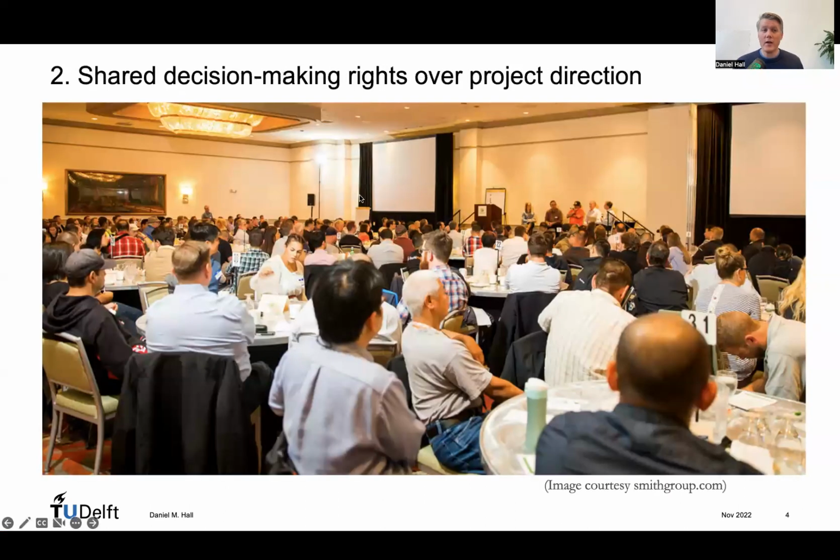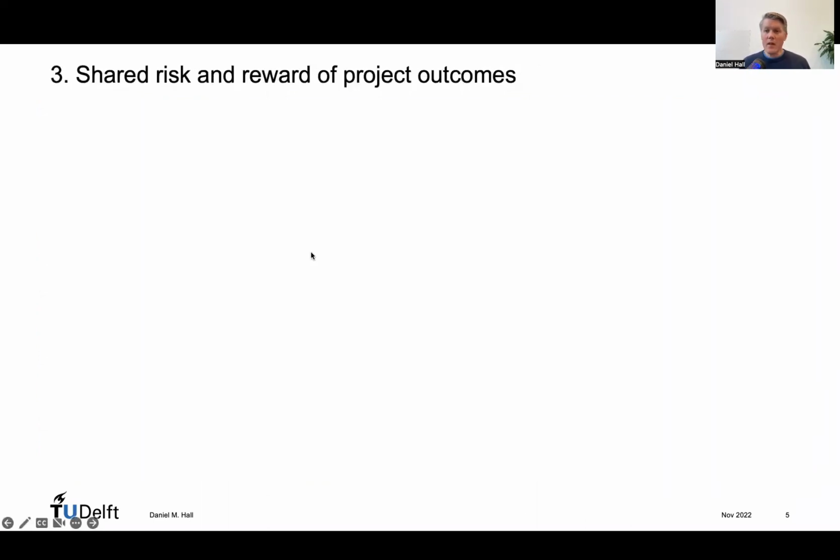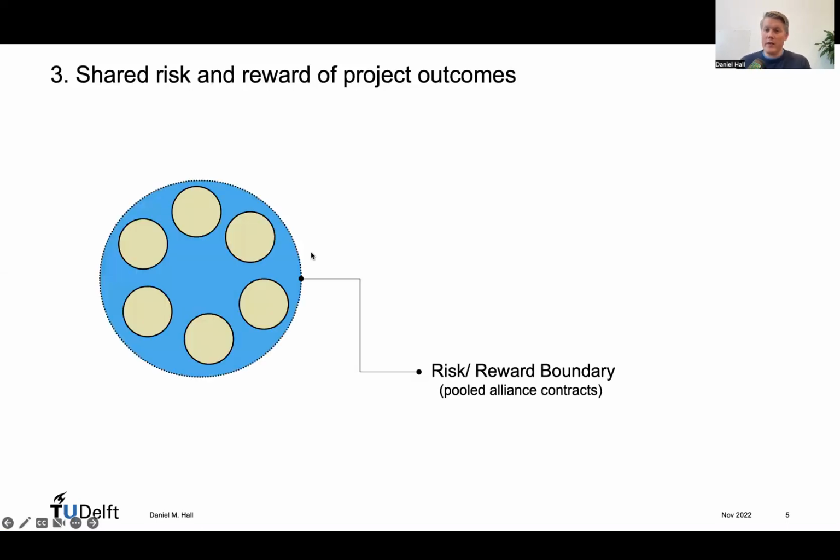The second is that the project decision rights are shared over the entire team and all have a say over the project direction. We call it collective decision-making. And even the project sponsor or owner gives up some of their decision-making autonomy and shares it among the collective team. And finally, there's a shared risk and reward of project outcomes where you create a risk and reward boundary.